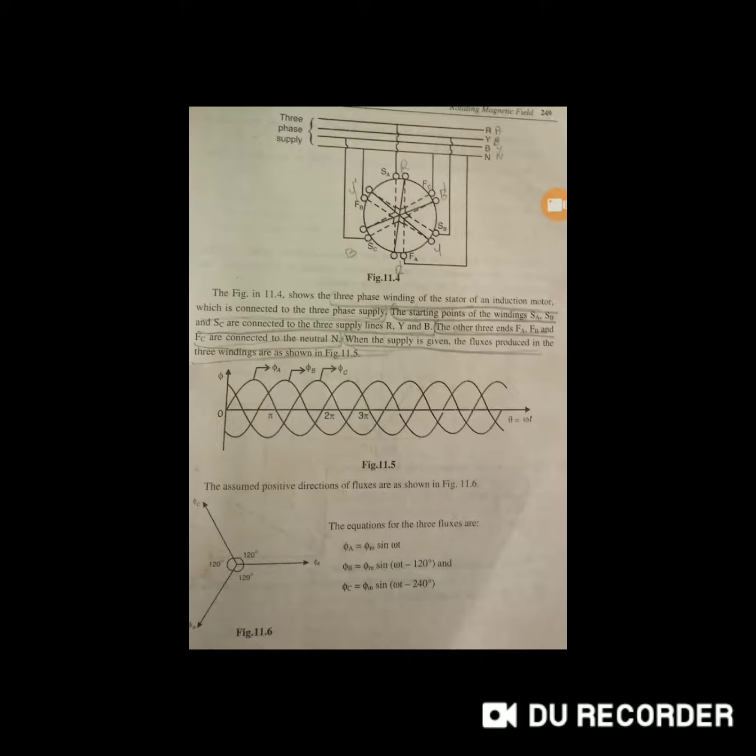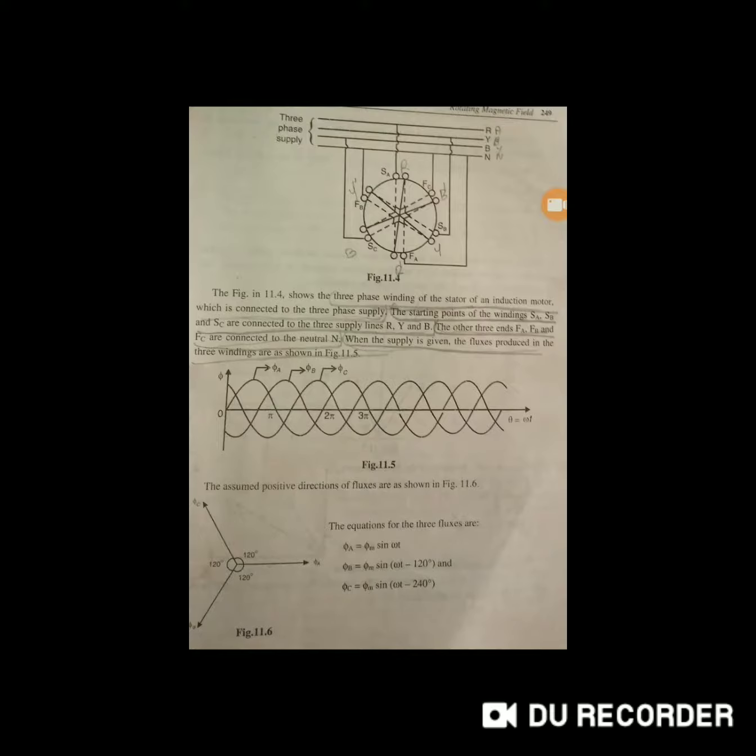The points SA, SB and SC are the starting points, which are connected to the R, Y, B points, and FA, FB, FC are connected to the neutral point. In the 11.5 figure you can see the graph. So you have three fluxes, that is phi A, phi B and phi C.